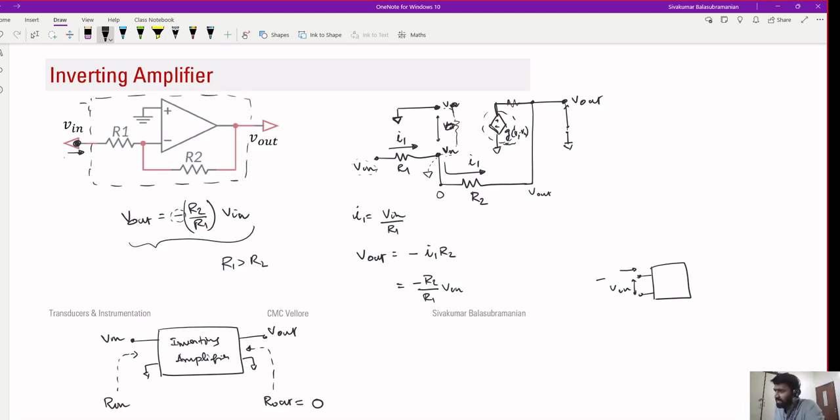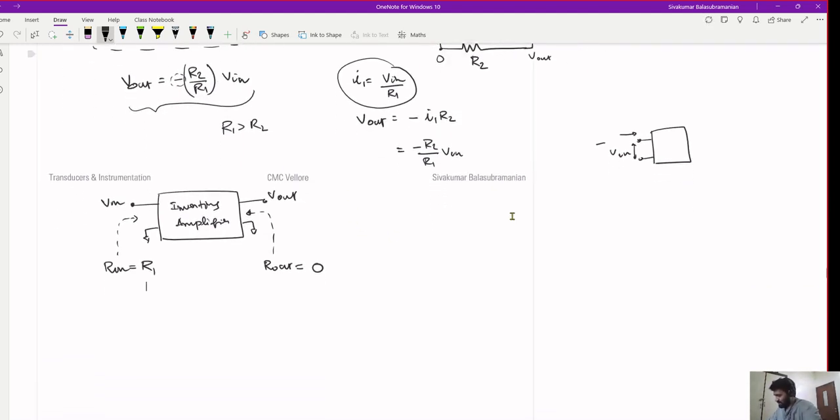It's this I1, right? There is a current I1 that's flowing through this. And what is I1? V in by R1. That means the input impedance is R1. Is that clear? No, sir. Okay, all right. So if you're not convinced, let's do this. Let's analyze the same circuit again.